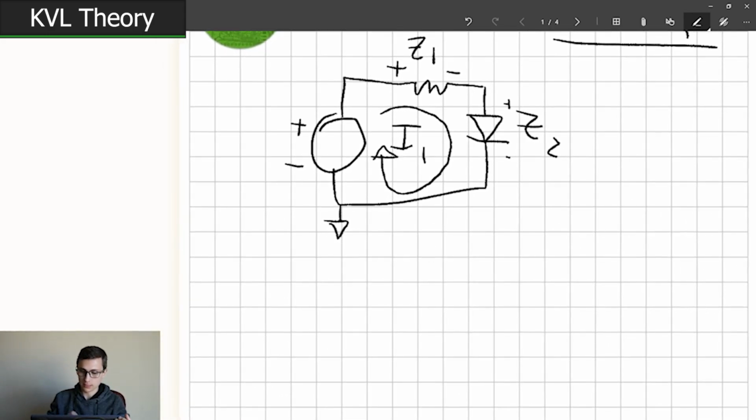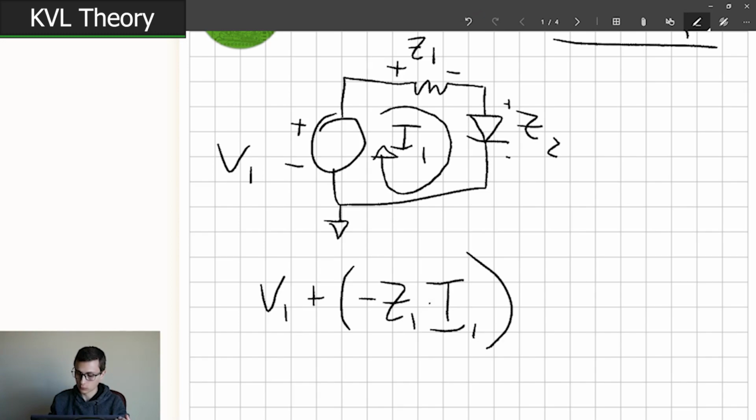Easy. So, we need to give this a name. We'll call this V1. V1 plus negative, right? Because V1 is positive, this has an opposite sign. So that means it needs to be negative Z1 times I1. Now, how in the world can I do that?